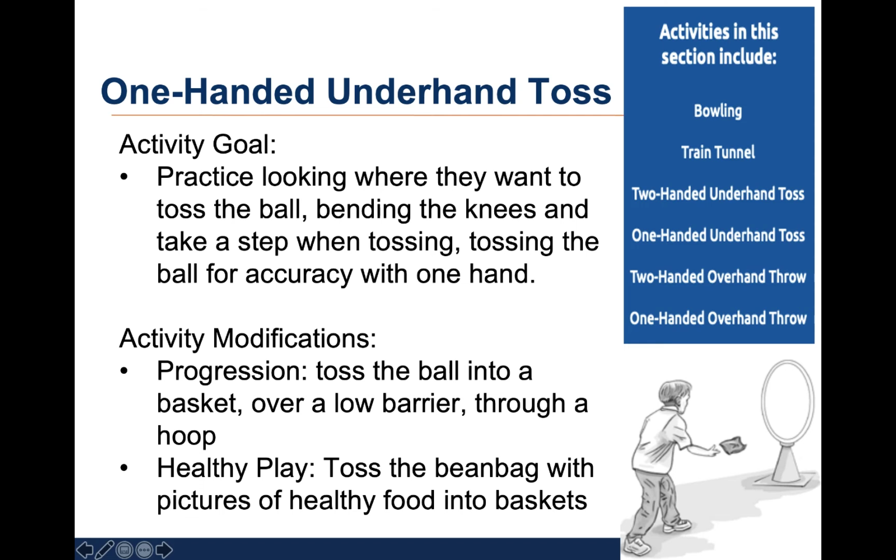The child will look at the hands of the coach or parent and underhand toss the beanbag or ball with one hand. Similar to the previous activity, as the child progresses, the child can toss the ball into a basket, over a low barrier, or through a hoop. The activity guide provides recommendations for healthy play. The coach or parent can use food-shaped beanbags or beanbags with photos of food taped to them. The children can toss the beanbag into a healthy hoop or basket and an unhealthy hoop or basket based on the food. Let's watch a video of this activity.